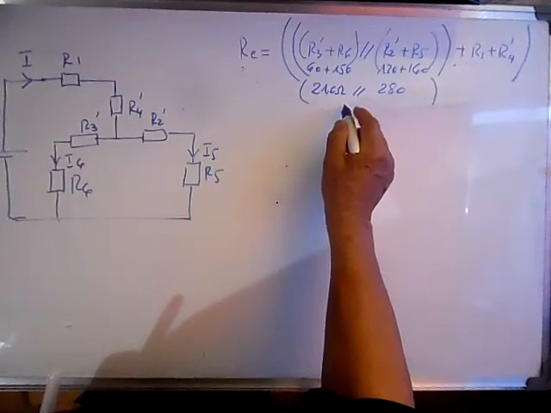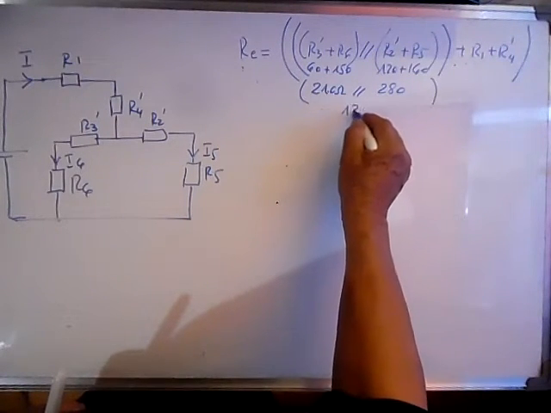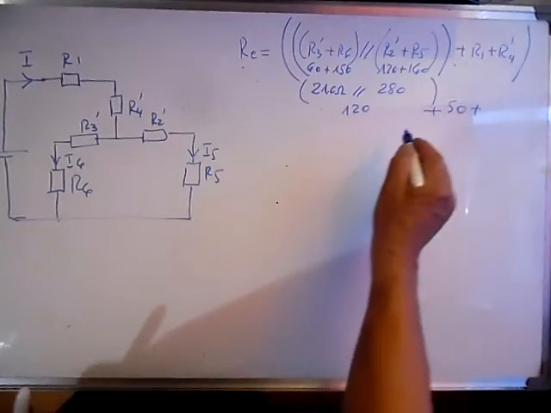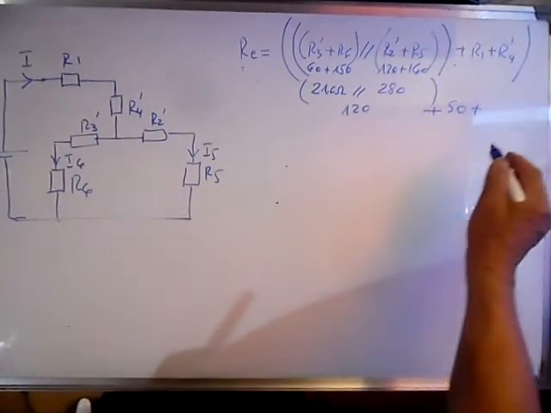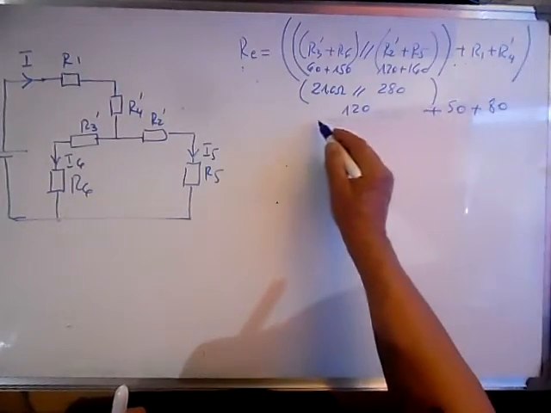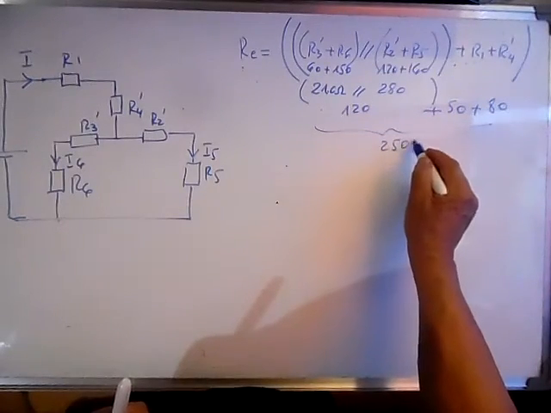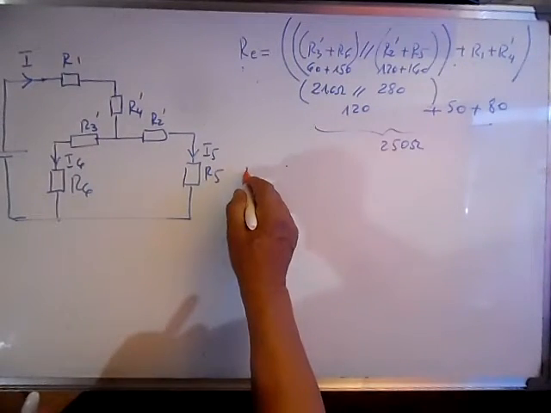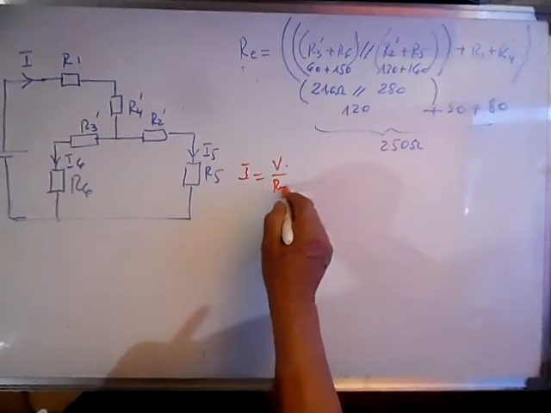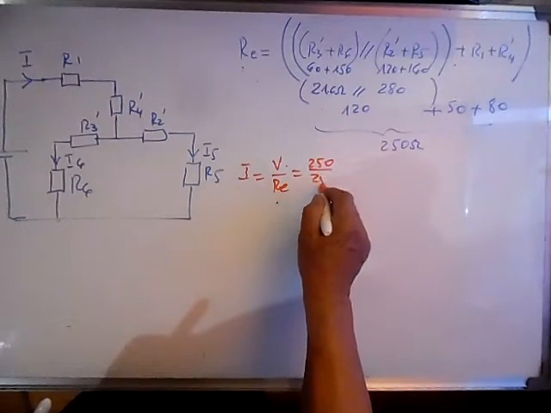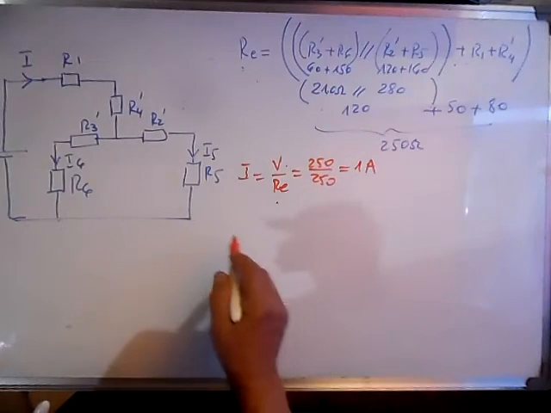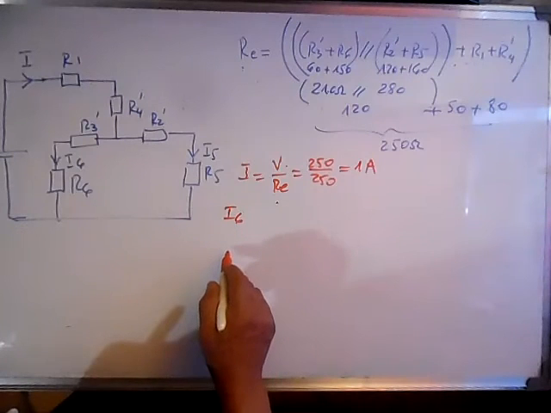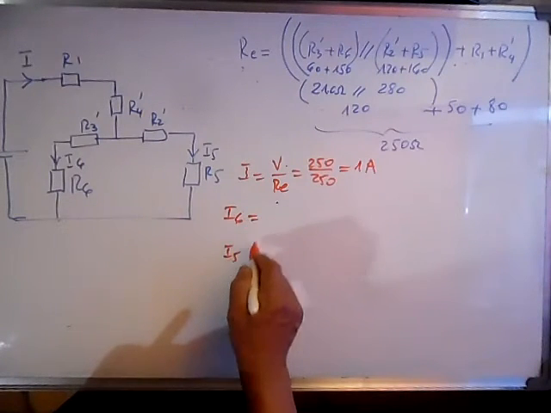That gives us 120 plus R1, which is 50, plus R4 prime, which is 80. That will give us a value of 250 ohms. From here we can calculate the main current I is equal to V over RE, equal 250 over 250, it's 1 amp. From here, current divider, we can calculate I6 and we can calculate I5.